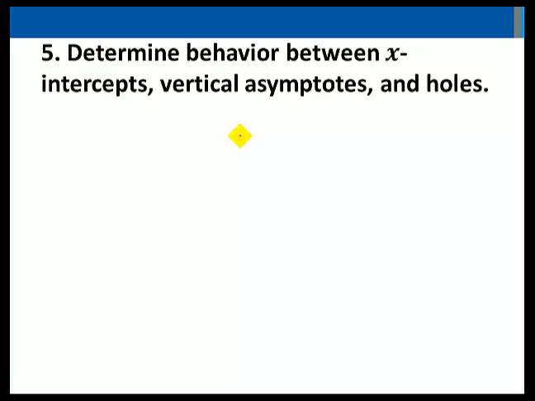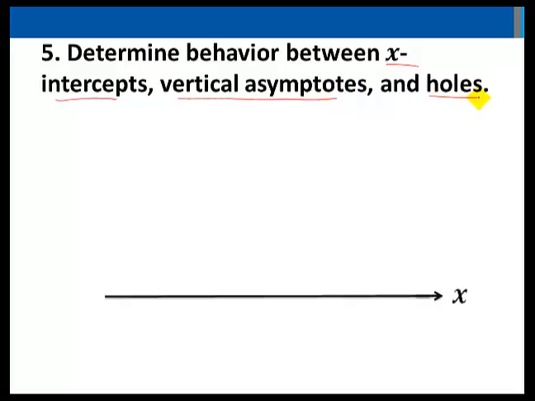Next, let's determine the behavior between x-intercepts, vertical asymptotes, and holes. I'll draw a number line here that we'll use to create a sign chart. And let's start by, on this number line, let's put the x-intercept of 0, 0. So below the number line are my x values. Above the number line tells me what's going on with y. So when x is equal to 0 here, y will also be 0.